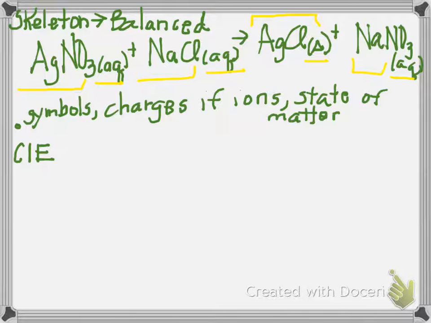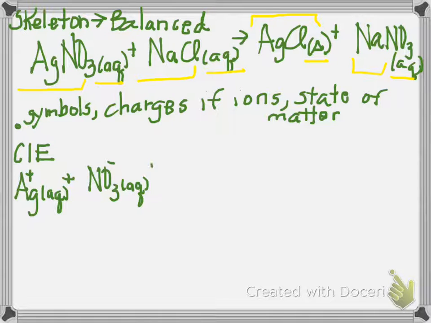Okay. So, again, I know that silver nitrate is going to break apart into Ag+ aqueous plus NO3- aqueous. So that's just taking that silver nitrate and breaking it apart because it was in an aqueous state of matter into its ions. Same thing with sodium chloride, so Na+ aqueous plus Cl- aqueous yields.